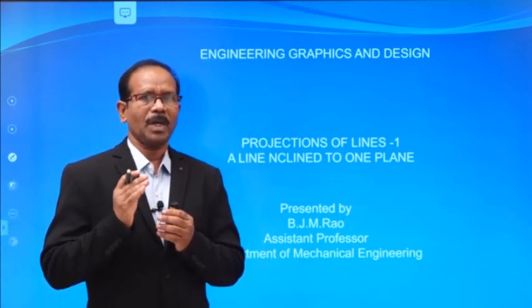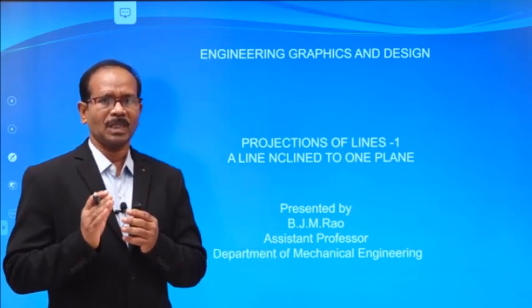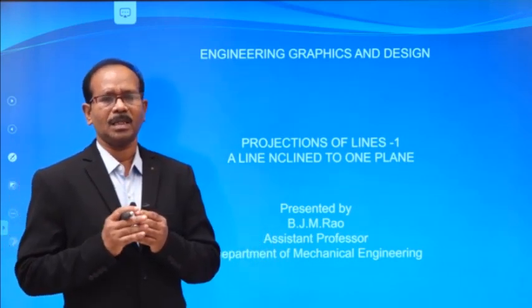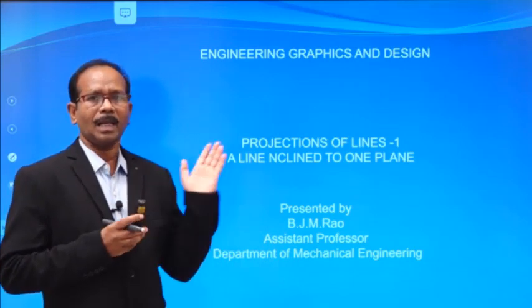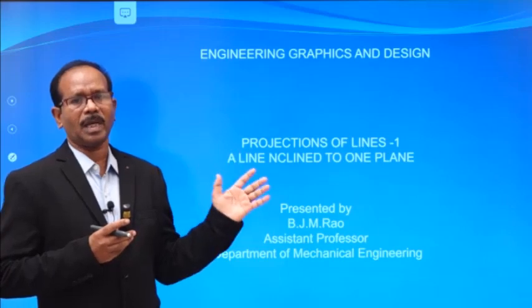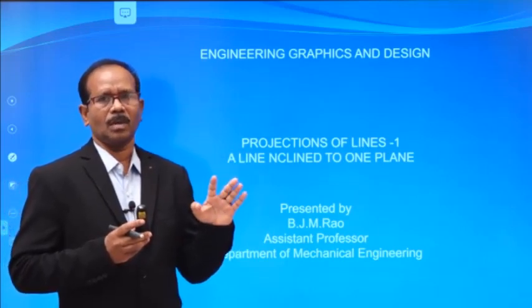In yesterday's class, I covered projections of points. A point can be accommodated in the first quadrant. There are four possible positions a point can be accommodated. In a similar manner, a line can also be accommodated in the first quadrant in four positions.